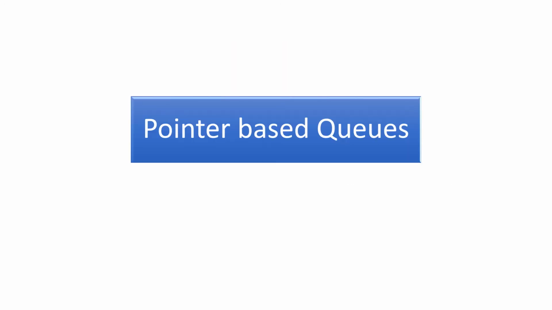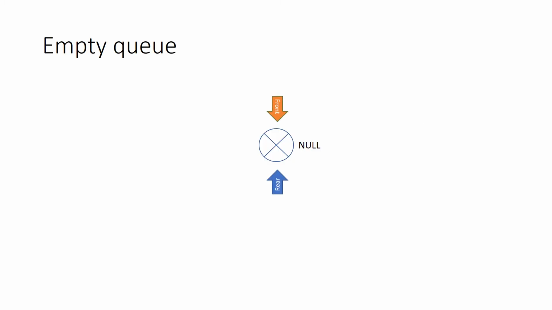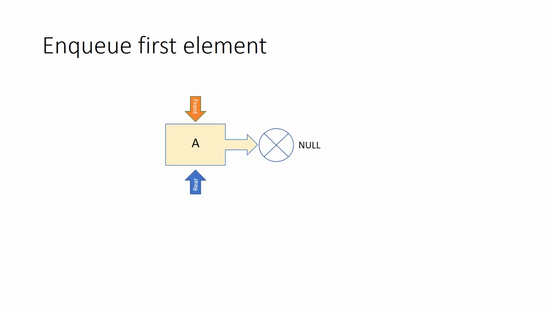Finally, let us examine pointer-based implementation of queues. In a pointer-based implementation, when it is an empty queue, the front and rear pointers point to null. Similarly, the first node is the front and the rear.